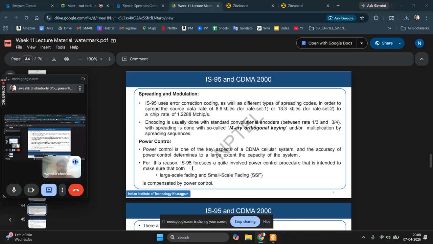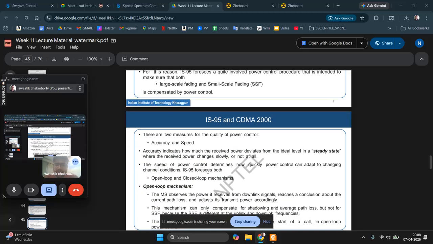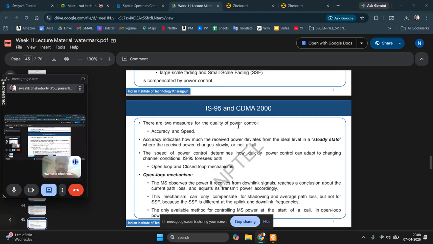So for this reason, IS-95 foresees a quite involved power control procedure that is intended to make sure that large scale fading and small scale fading are compensated by power control. Okay. So there are two measures of the quality of this power control. They are accuracy and speed. Accuracy indicates how much the received power deviates from the ideal level in a steady state.